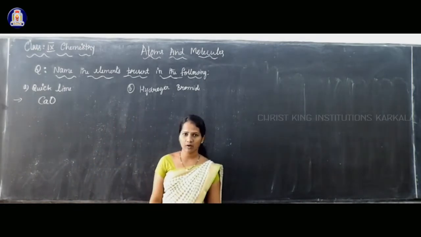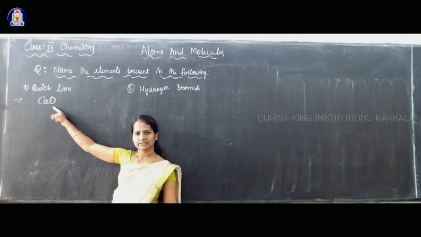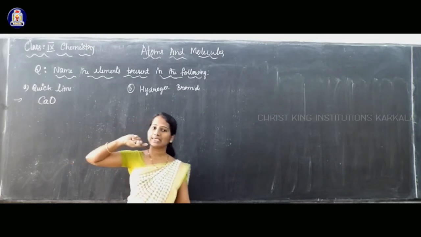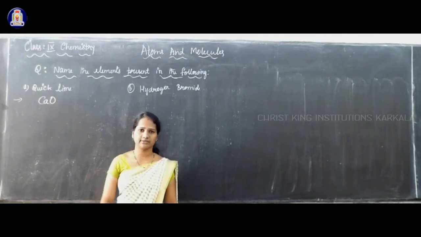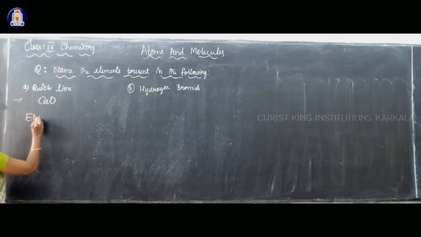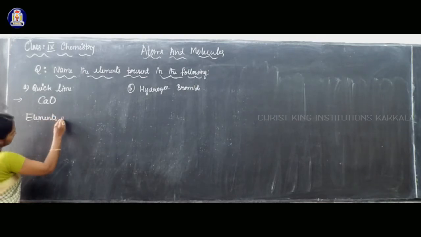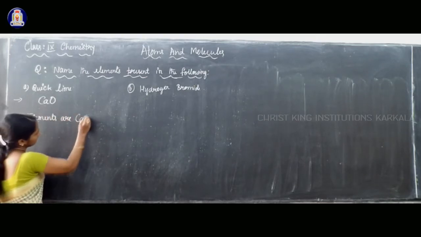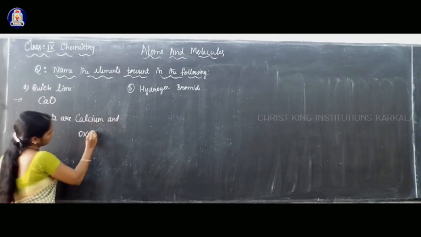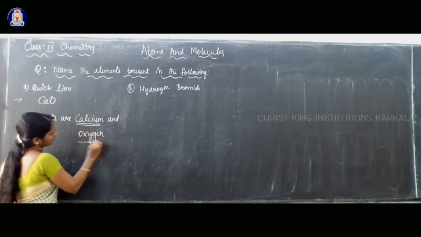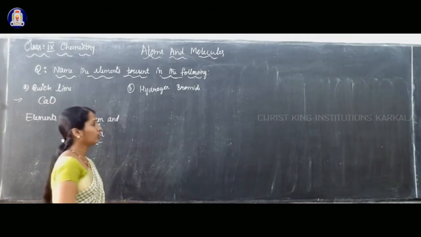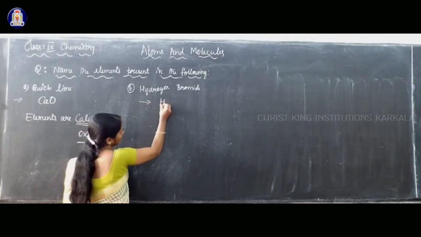It is calcium oxide. Now see what are the elements present in this calcium oxide. You can see here Ca means calcium and O is oxygen. So the elements present in quicklime are calcium and oxygen. See the second one, hydrogen bromide. The formula can be written as HBr.